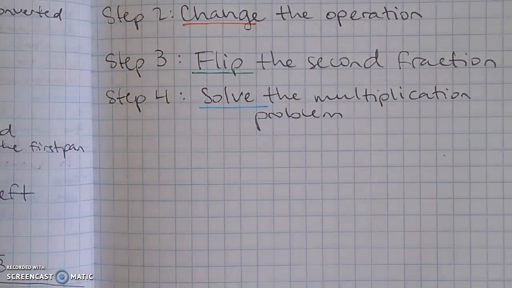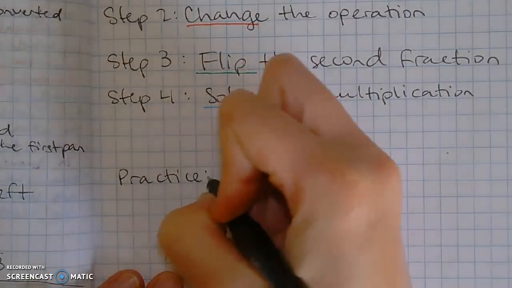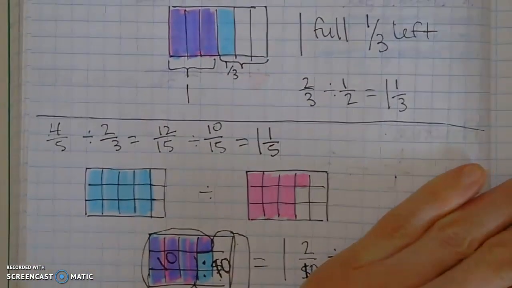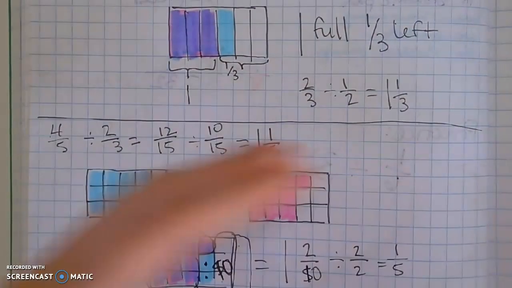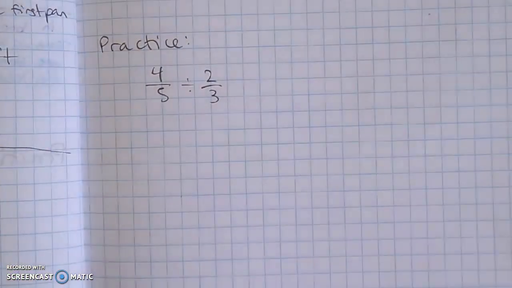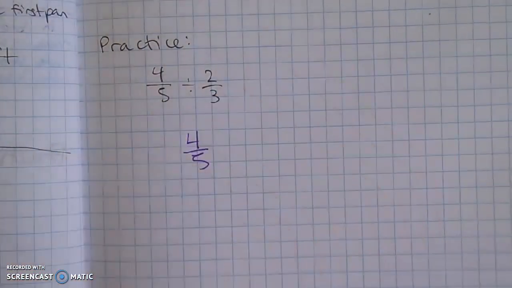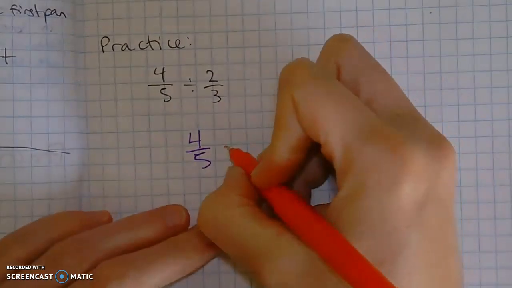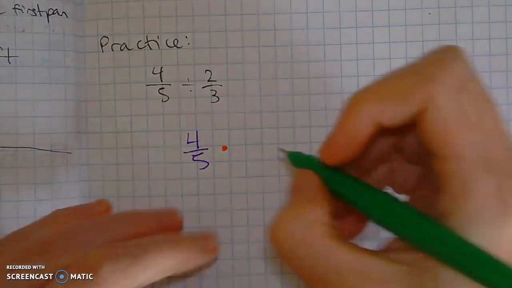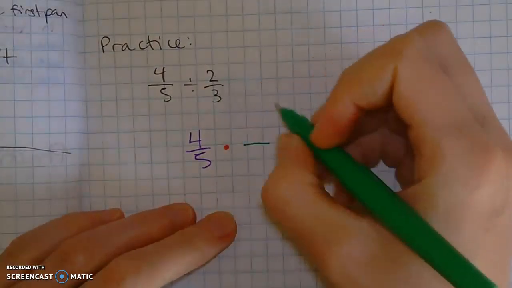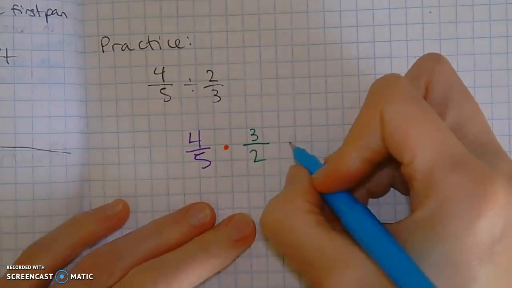So let's just do a real fast check on our practice problem that we did, which was 4/5 divided by 2/3, okay? So I'm going to keep my first fraction. I'm going to keep 4/5. I'm going to change the sign, the operation, to multiplication. I'm going to flip that second fraction. So instead of 2/3, it's going to be 3/2. And then I am going to solve.